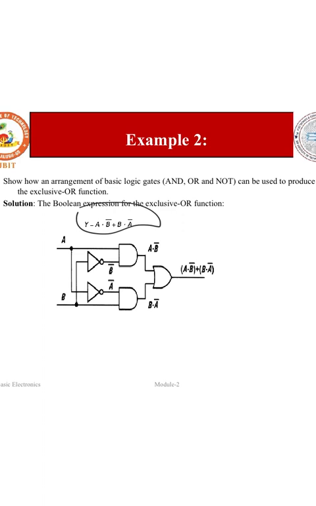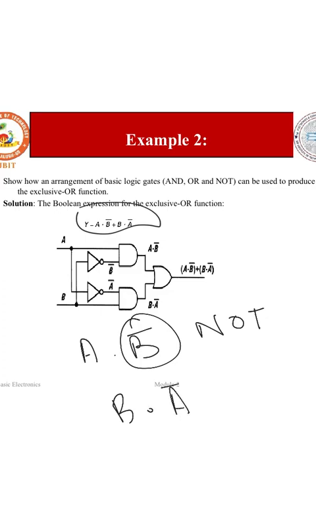So here you can see how it has been written. They have used the AND, OR, and NOT gates. You can just write it as whatever we want. What do we want? We want a into b bar. B bar we get from a NOT gate. And b into a bar. A bar we will get from a NOT gate.